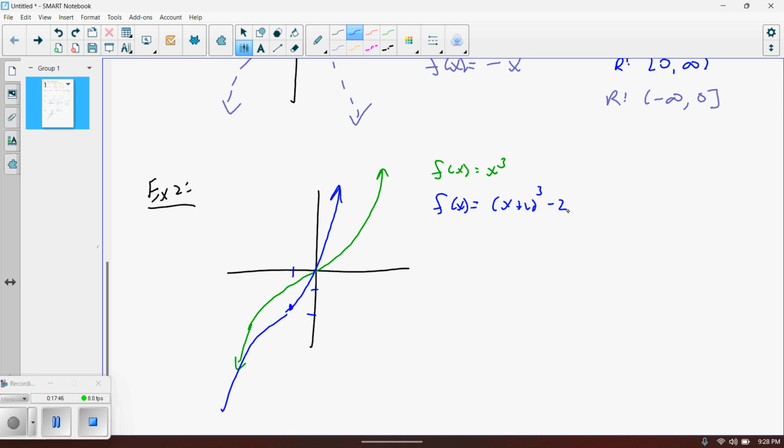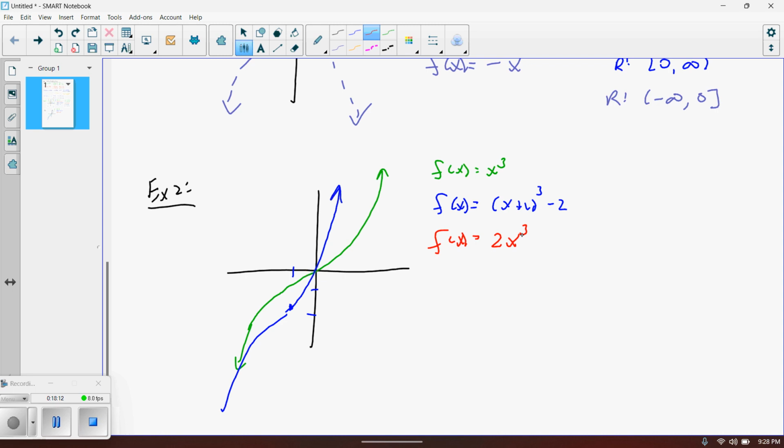Let's say instead we wanted to vertically stretch this one. If I want to vertically stretch it, that means that I have to multiply the y value by some kind of a number which is bigger than 1. So let's just say we want to vertically stretch it by 2. So then it would be 2x cubed. And why does this vertically stretch something?